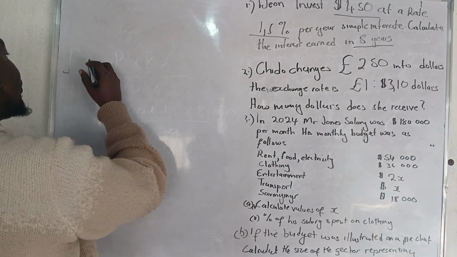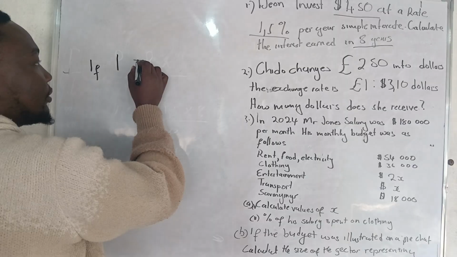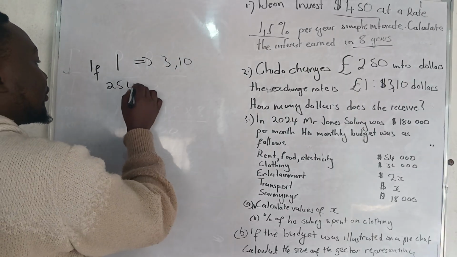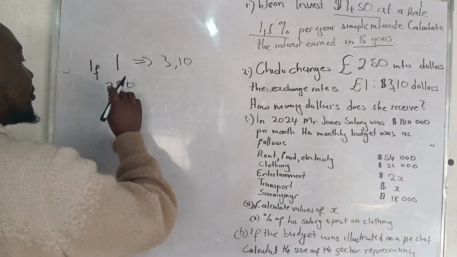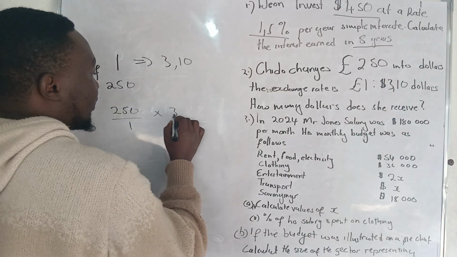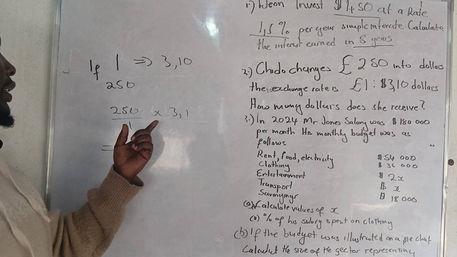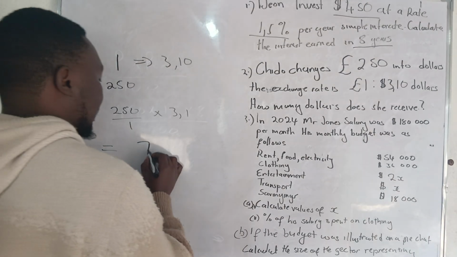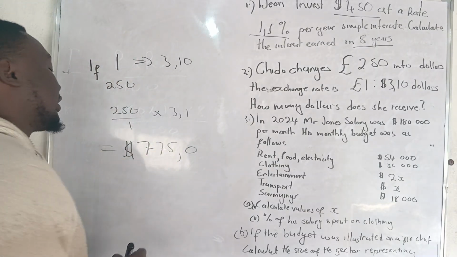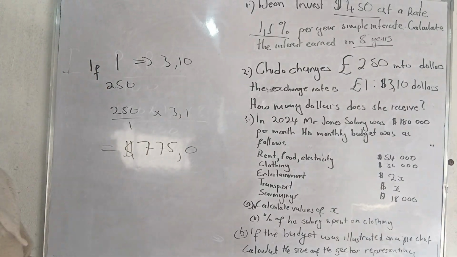So if 1 euro is equal to $3.10, how much is 250 euro? We're just going to multiply this one and this one. We're going to say 250 over 1 multiplied by 3.1. So that's how we find the amount. It's going to be $775. That's the amount of dollars she's going to receive.